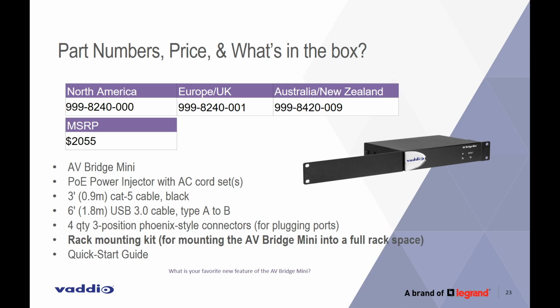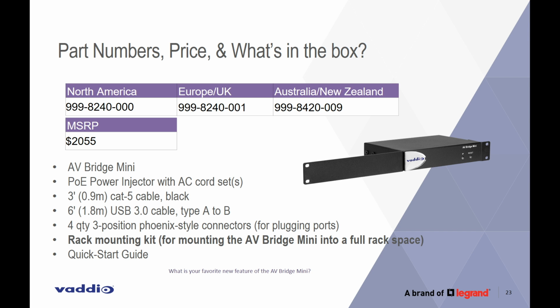So now, part numbers, price, and what's in the box. We know that this video is going out to lots of people, and so I can't include everybody's price because that would just get confusing. So the MSRP on this is $20.55, which we've notated in slides before. The part numbers here are listed, and you can see everything that comes in the box.